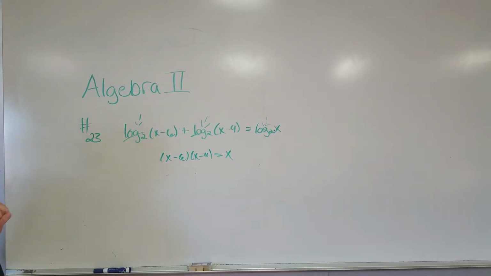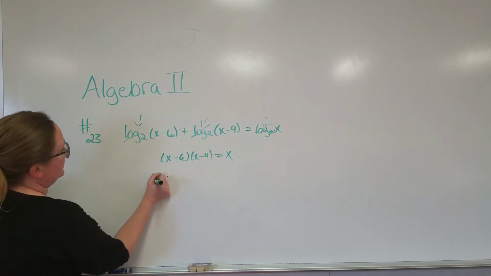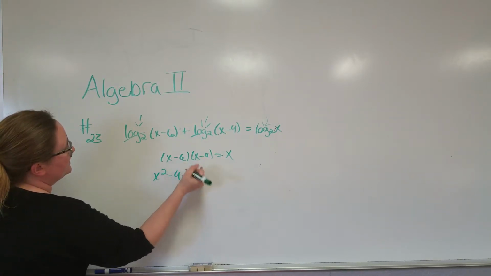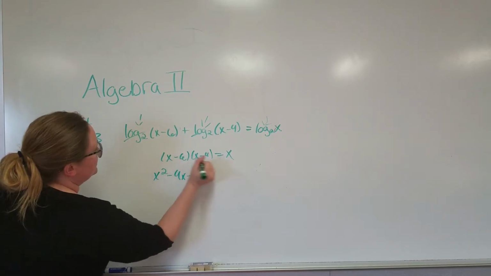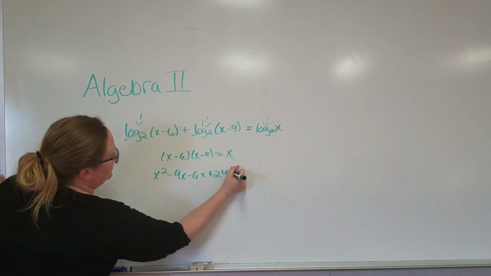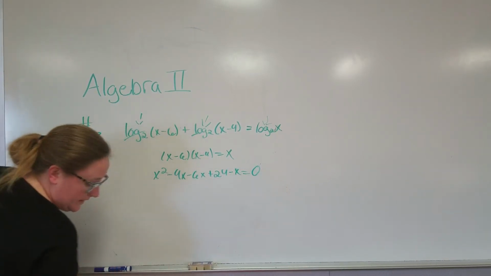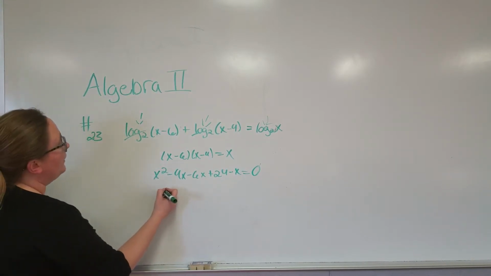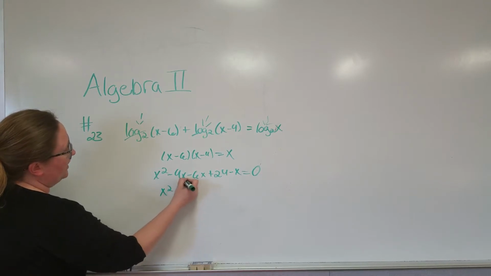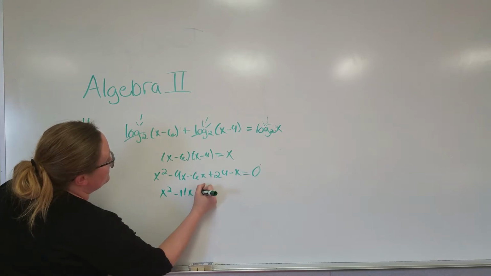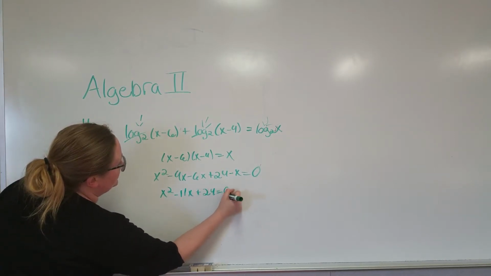All right, so we're going to do the FOIL method here on this side. X times x is x squared. Outer is x times negative 4, which is negative 4x. Inner, negative 6 times x is negative 6x. And last, negative 6 times negative 4 is plus 24. We have to move this x over here now, so we're going to go minus x equals 0. All right, so we're going to have x squared, and then negative 4x minus 6x is negative 10x, minus 1 more is negative 11x, plus 24 equals 0.